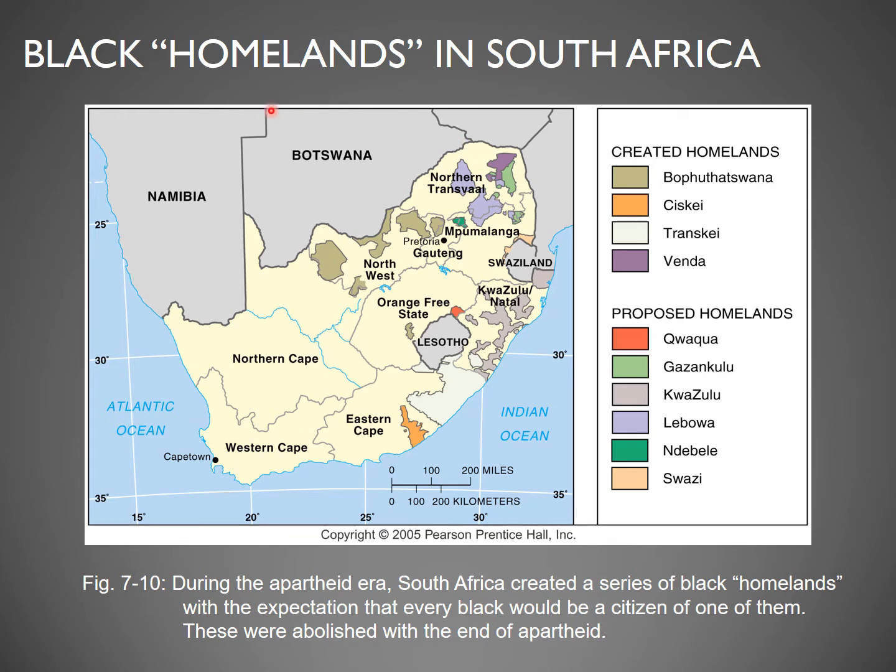We now have the black homelands in South Africa. During the apartheid era, South Africa created a series of black homelands with the expectation that every black person would be a citizen of one of them. These were abolished with the end of apartheid. As you can see here, we have the created homelands and then also the proposed.